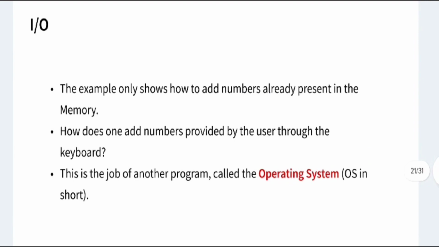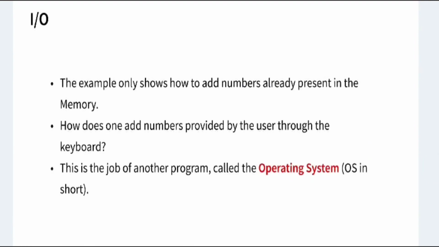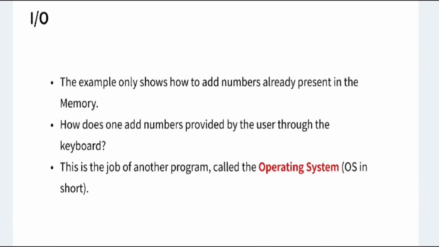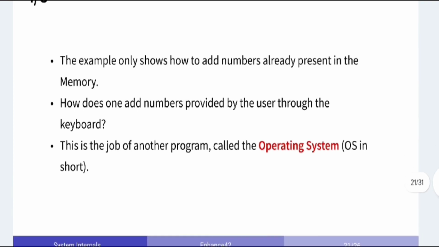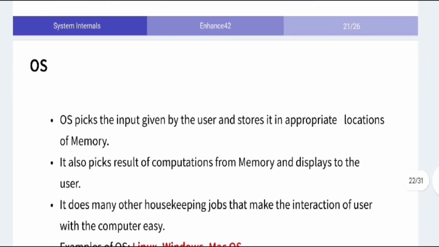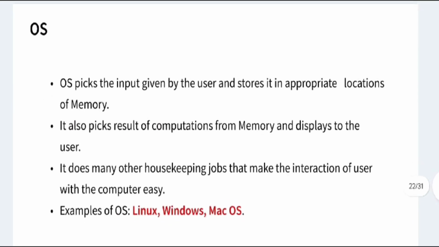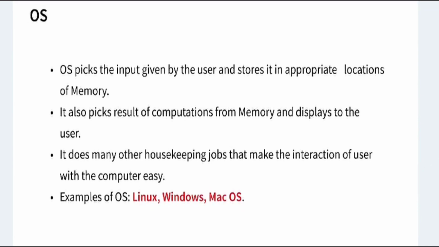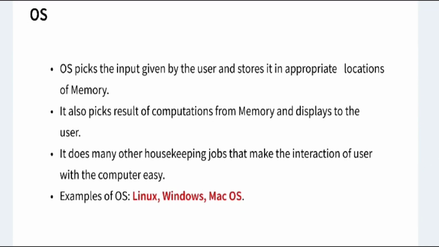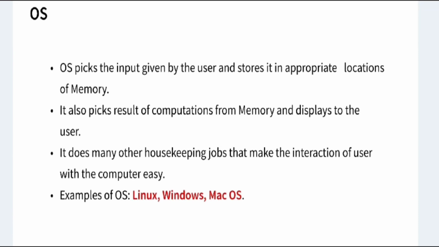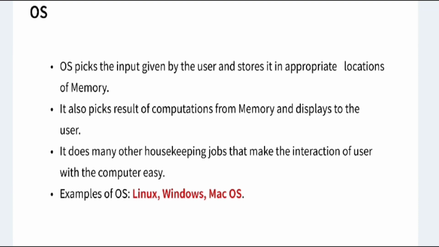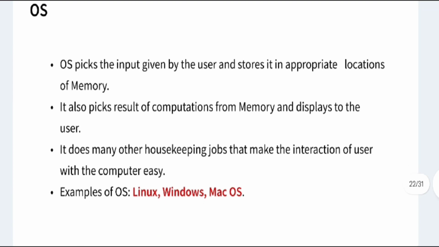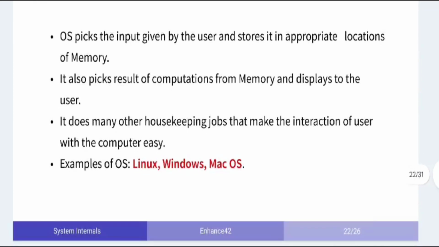Input output. The example only shows how to add numbers already present in the memory. How does one add numbers provided by the user through the keyboard? This is the job of another program called the operating system, OS in short. The OS picks the input given by the user and stores it in the appropriate location of memory. It also picks the result of computation from memory and displays it to the user through the monitor. It does many other housekeeping jobs that make the interaction of users with the computer easy. And there are different types of OS like Linux, Windows, Mac OS, etc.